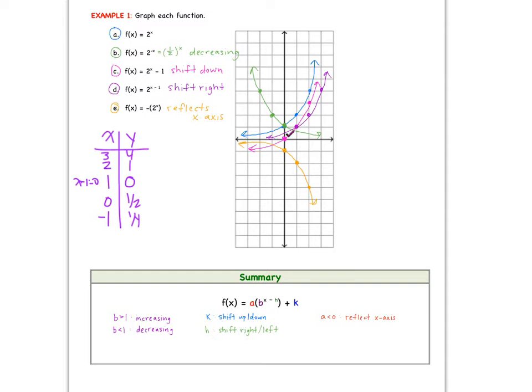This h value, like in example D here, tells us whether we shift right or left. If h is positive, we shift right. If h is negative, we're going to shift left. And then this a value tells us whether we, I guess you can say, open up or open down. If it's negative, we're going to reflect across the x-axis. We'll get more practice with graphing as well, but this is just a nice little summary to give yourself an idea of it.